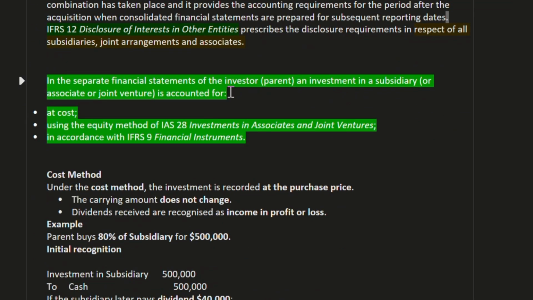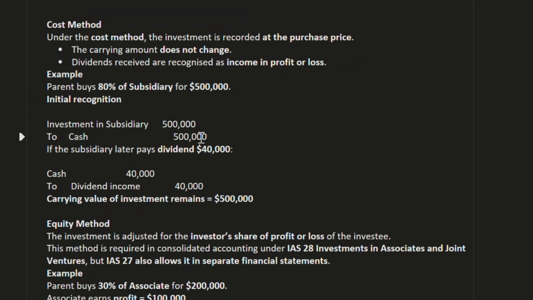In a separate financial statement of the parent, an investment in a subsidiary, associate or joint venture is accounted for using these three methods: first is cost method, second is equity method, third is IFRS 9 financial instrument. Now we are going to see all three methods. First one is the cost method. Under the cost method, the investment is recorded at purchase price. The carrying amount does not change. Dividends received are recognized as income in profit and loss.